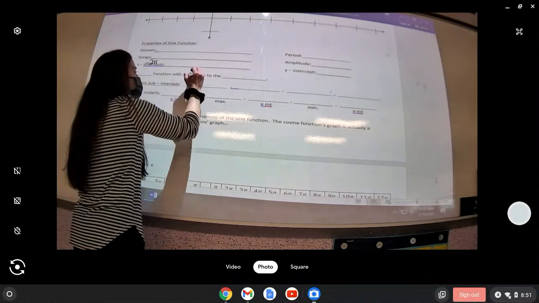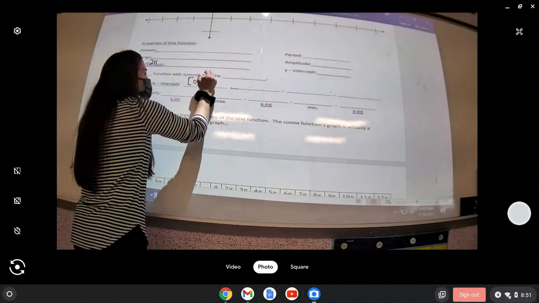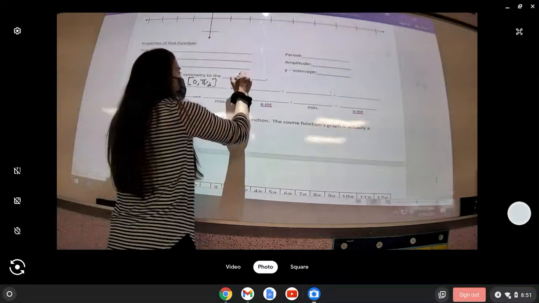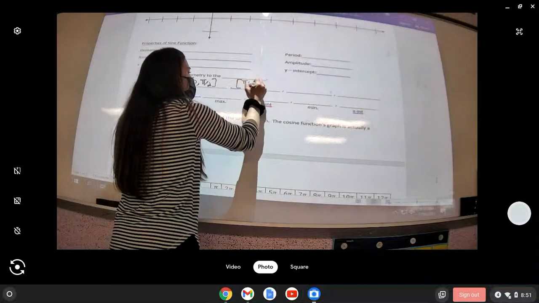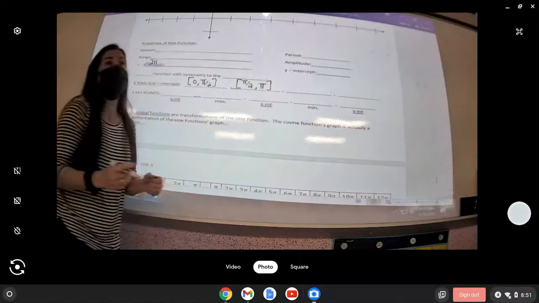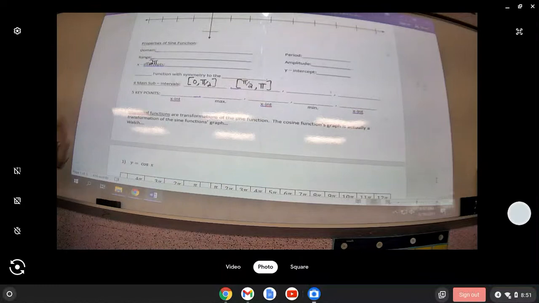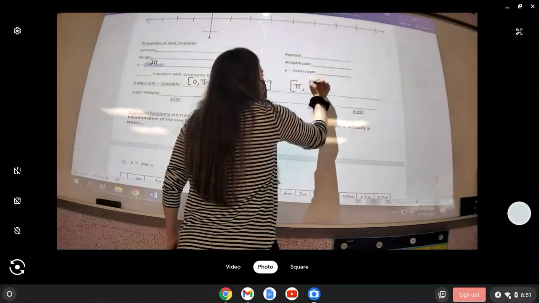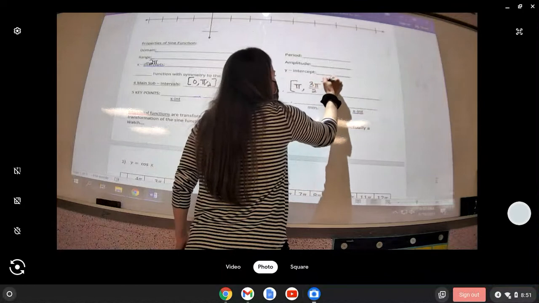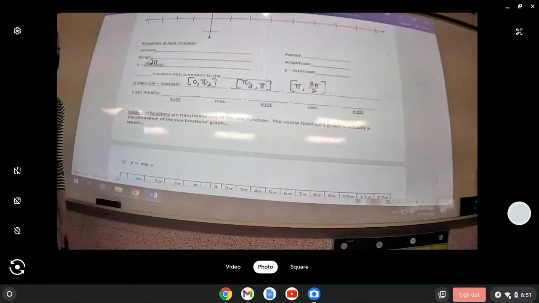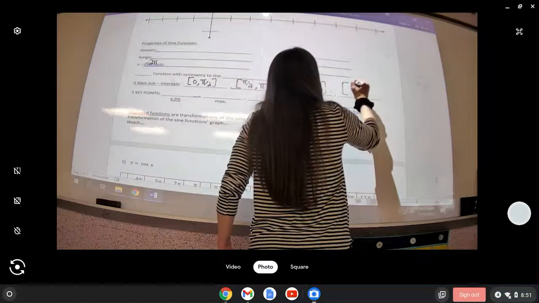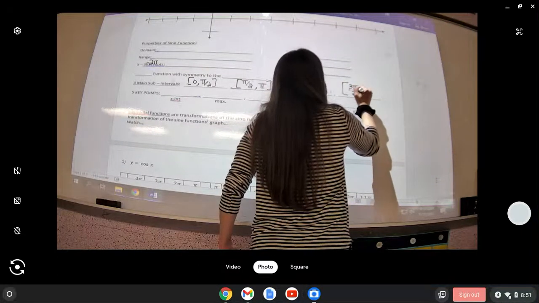All right, our subintervals go from 0 to pi over 2. That's quadrant 1 angles. They go from pi over 2 to pi, those are our quadrant 2 angles, 90 to 180. And then we go from pi to 3 pi over 2, those are our quadrant 3 angles. And then we go from 3 pi over 2 to 2 pi. Those are our quadrant 4 angles.